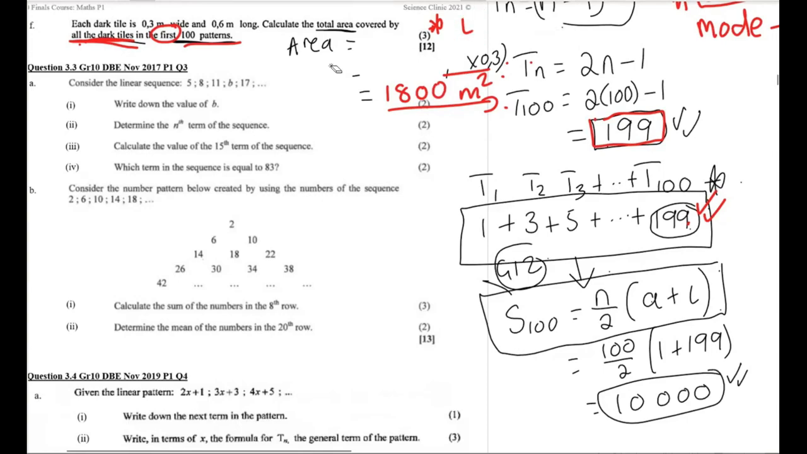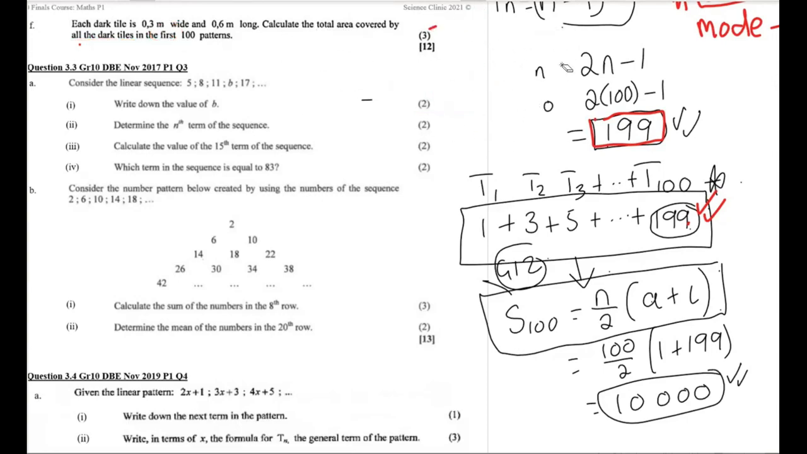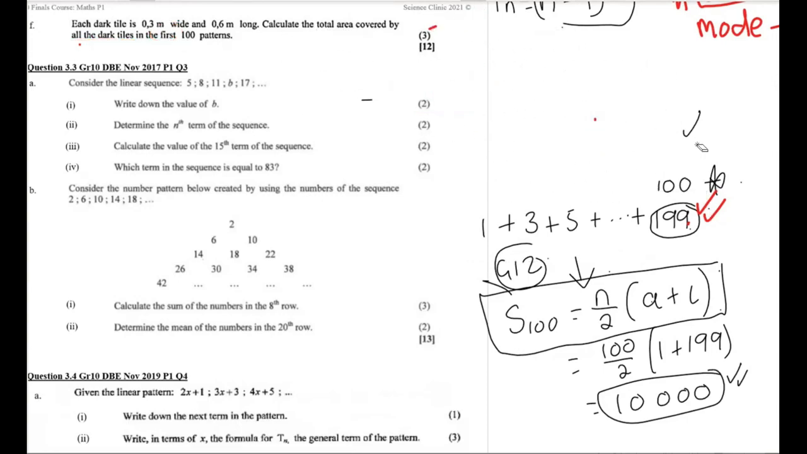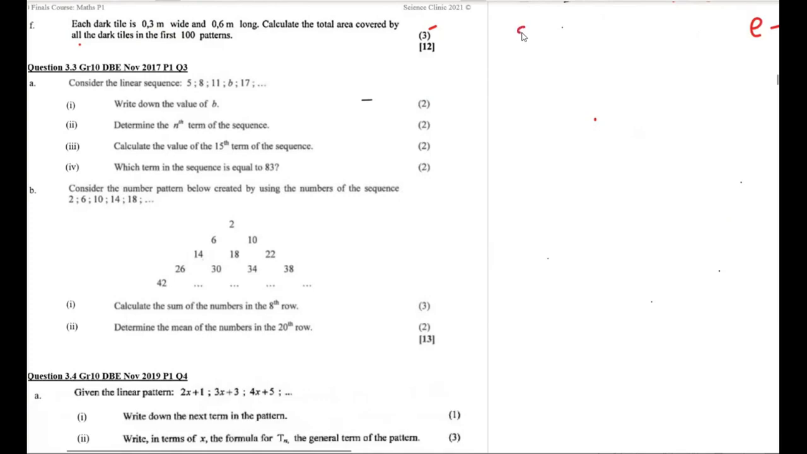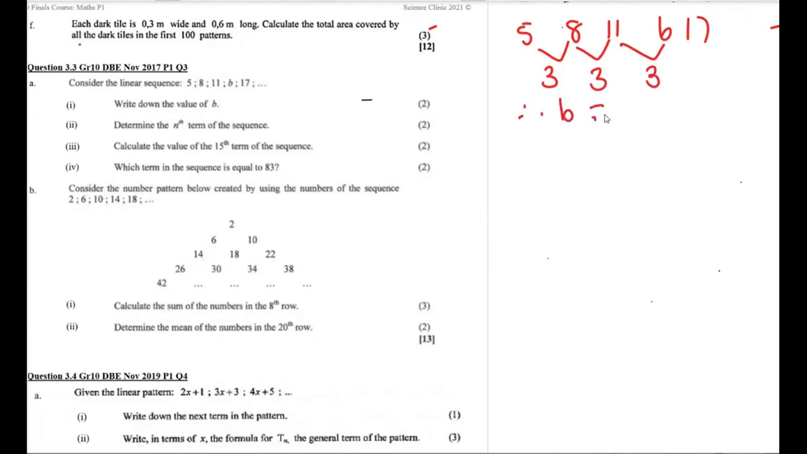Question 3 says, consider the sequence 5, 8, 11, B, 17. Find the value of B. Can we check? Is it linear? Let's quickly check. Are we linear? 5, 8, 11, B, 17. Yes, why? 8 minus 5 is 3, isn't it? 11 minus 8 is what? 3 as well. So who is B? If we were to add a 3 there, B was going to be equal to 14.